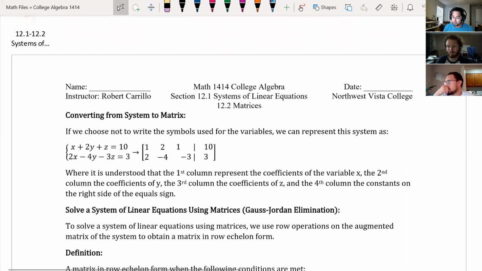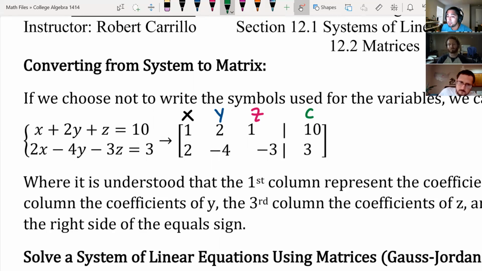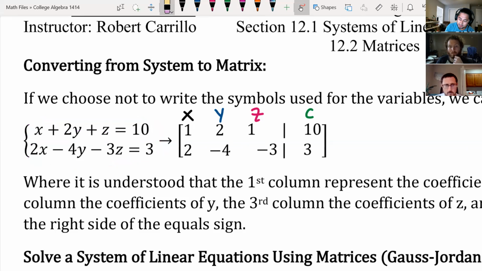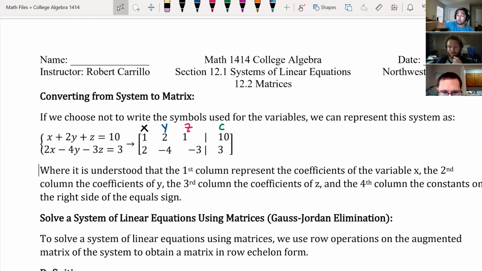And when you convert it to a matrix, you only put the coefficients and the constants. So the first column is for X, second's for Y, third is for Z, and the last is for your constants, your numbers without a variable. So you see how they transferred this linear equation into the matrix of X plus 2Y plus Z equal to 10. They only put the coefficients 1, 2, 1, and 10. Same thing with 2x minus 4y minus 3z equal to 3: 2, -4, -3, and 3. So this is how you will transfer any system into a matrix. The more equations, the more variables, the more rows and more columns you are going to have.